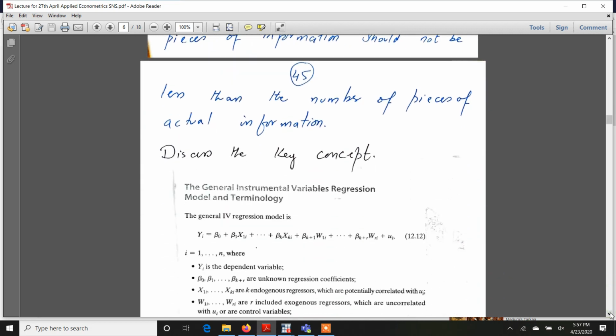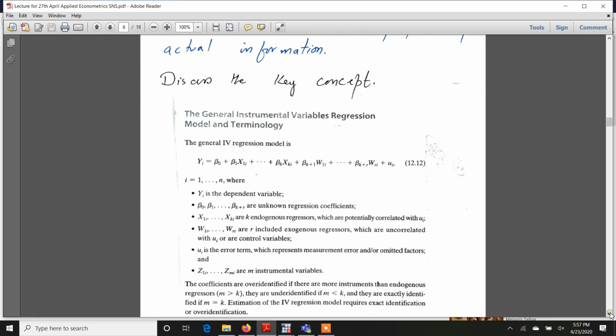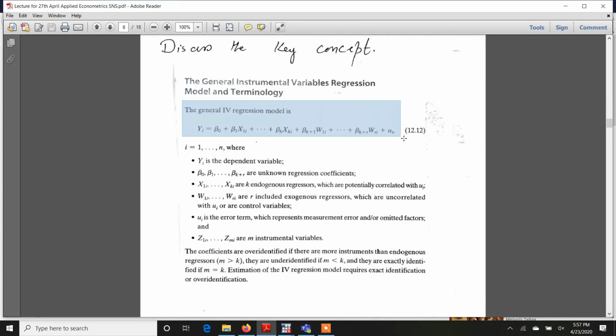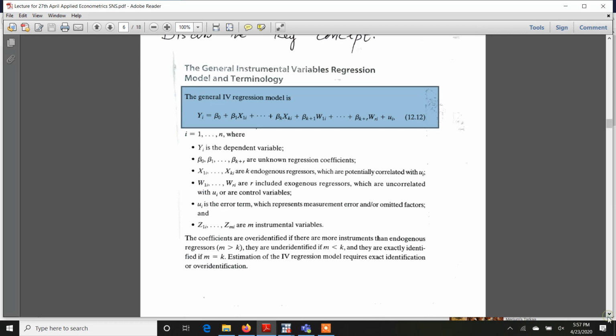Okay. Next we have a key term and concept. So the general instrumental variable regression is given by this equation. That is the dependent variable being regressed on the X, which are the endogenous regressors, and W, which are the exogenous regressors, right? Okay. Now we have another Z, or the instrumental variable, that we will be introducing under the setup of two-stage least squares, that will be followed here.